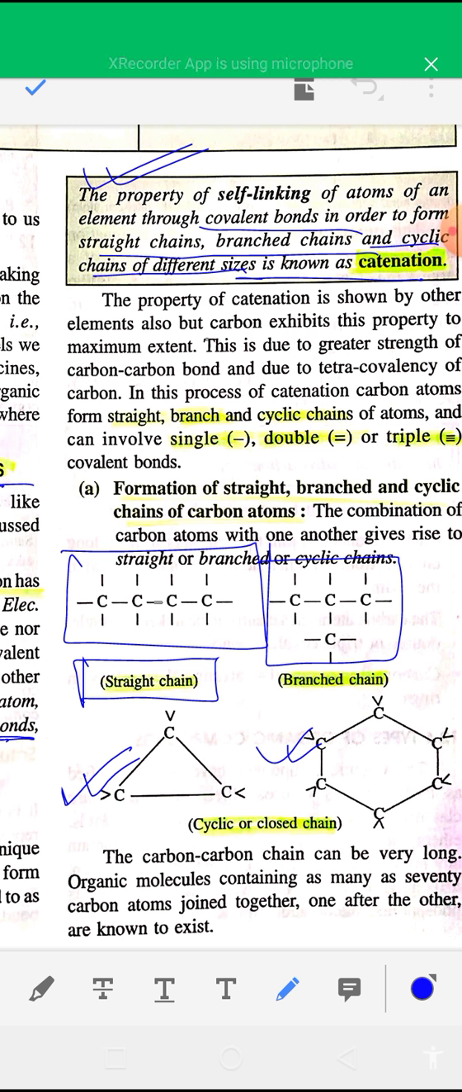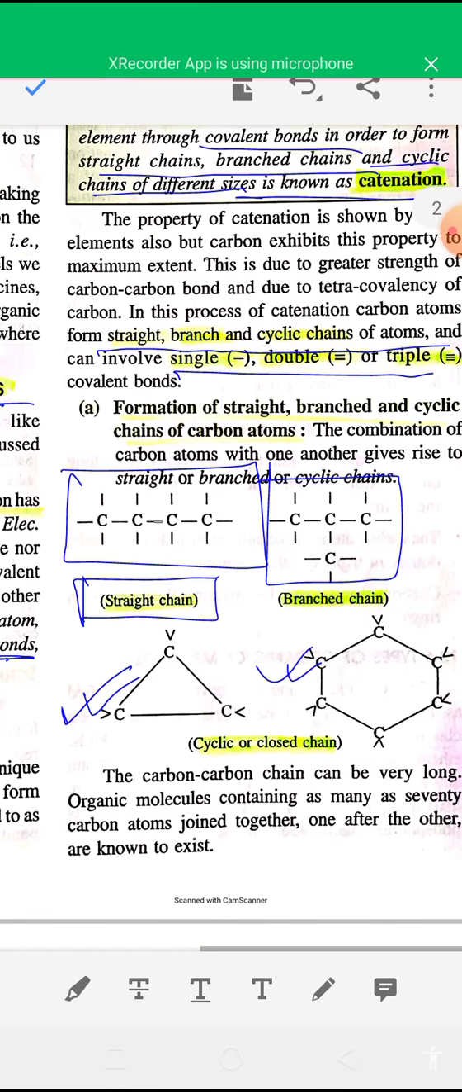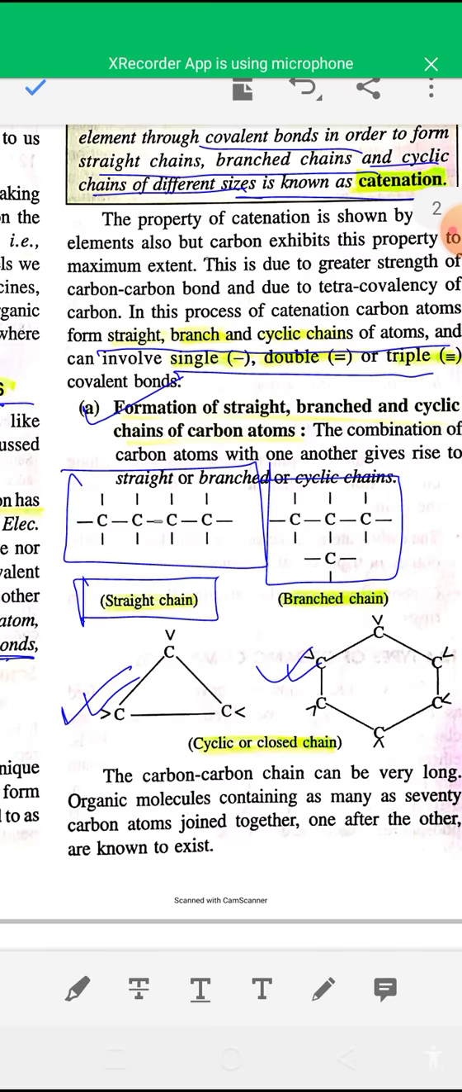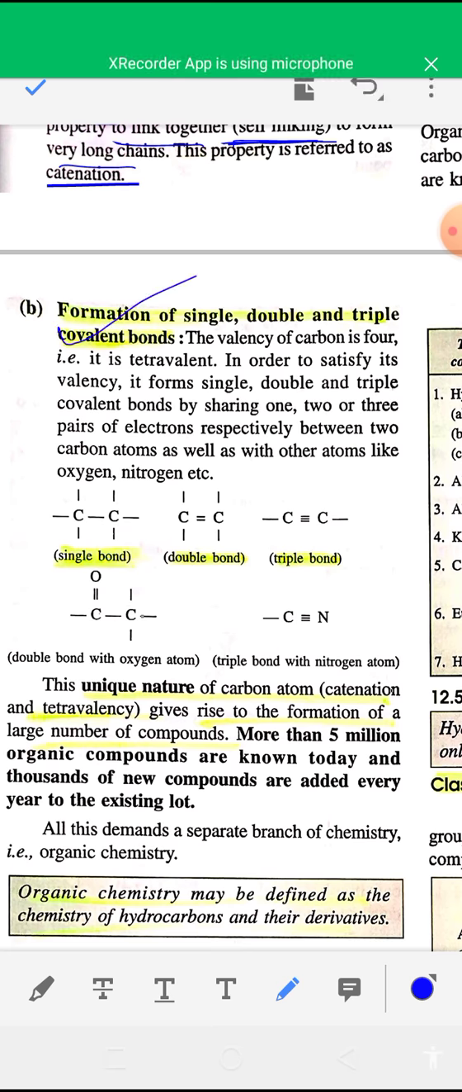Due to catenation property, carbon can form straight chain, cyclic chain, or branch chain. Even it can also form single bond, double bond, and triple bond. So here in this figure, it is showing the formation of straight chain, branch chain, and cyclic compounds of carbon, and the formation of double bond and triple bond.